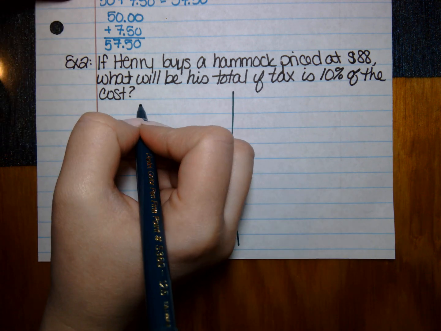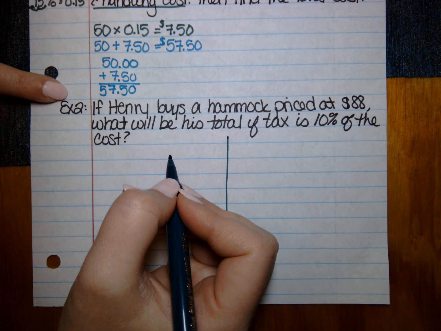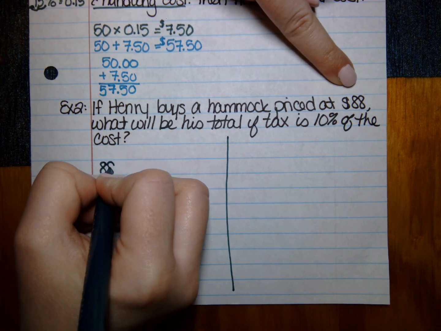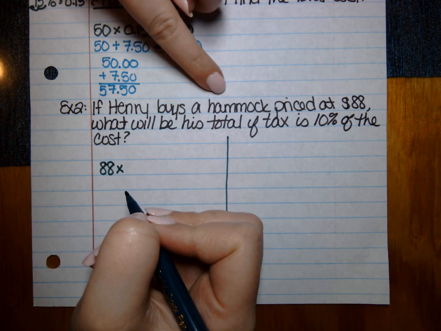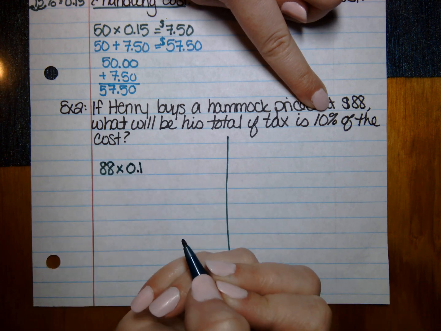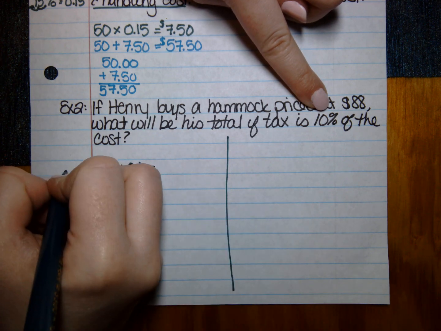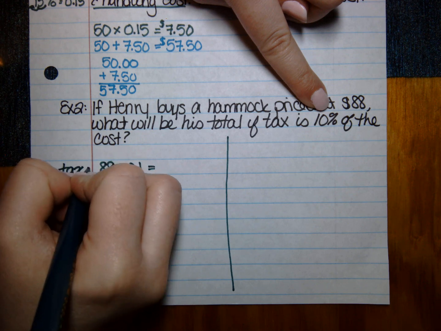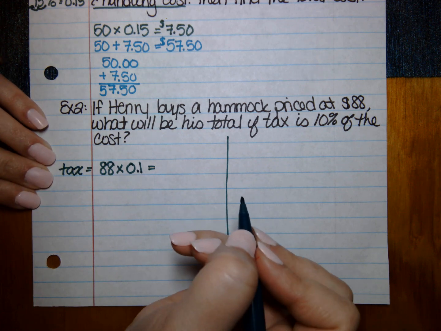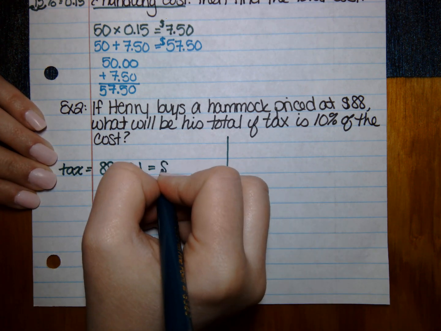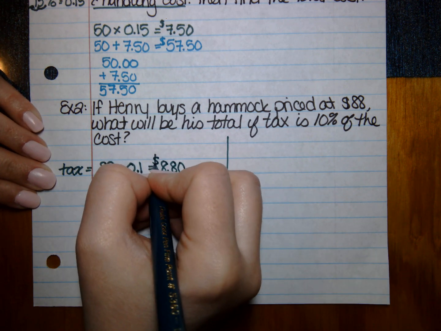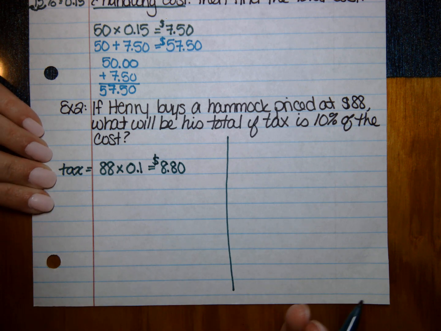The first one is following the same steps that we did above. I have my initial cost, which was $88, times my percent, in this case 10% written as a decimal, would be 0.1. This is going to give me the tax that's added to the $88. When you do 88 times 0.1, I get 8.8, and since we're talking about money, that's saying $8.80 is going to get added on.